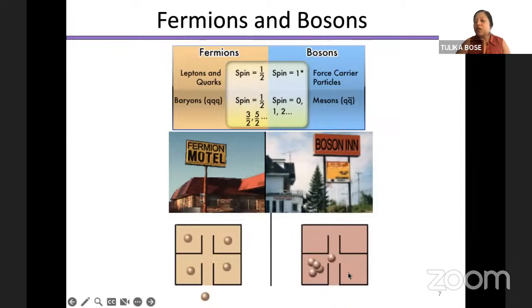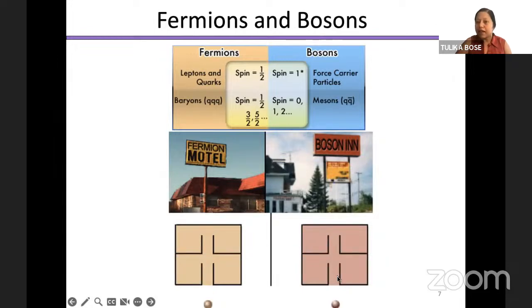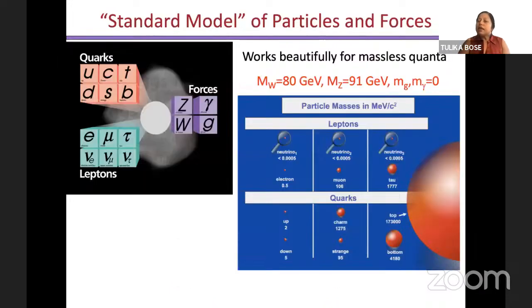On the other hand, you can have bosons who are very friendly. They don't mind sharing rooms, and all of them group or cluster together. And this is the basis of what you probably might have heard of, the Pauli exclusion principle, that we are classifying these. Now, all of this worked beautifully for massless quanta, for the photon and the gluon.